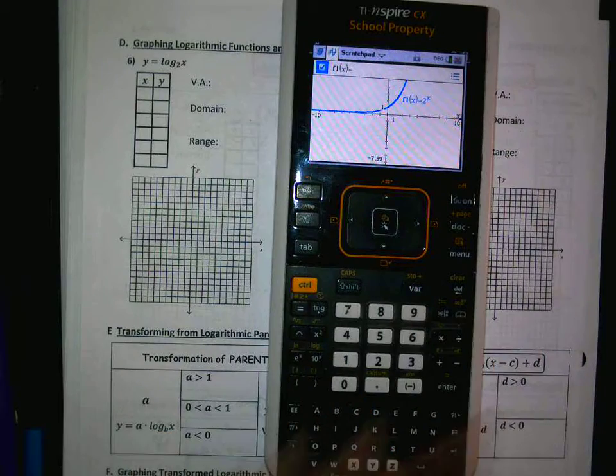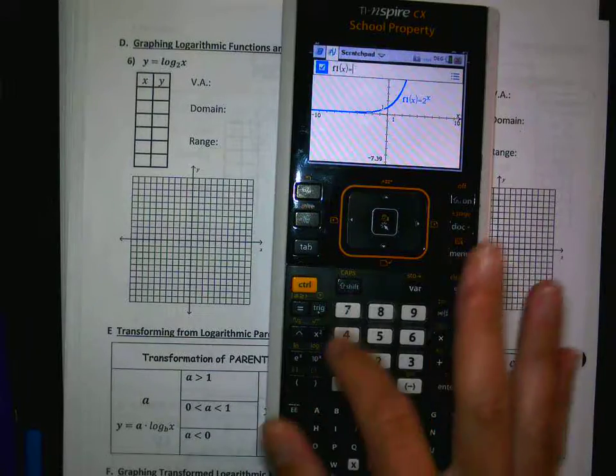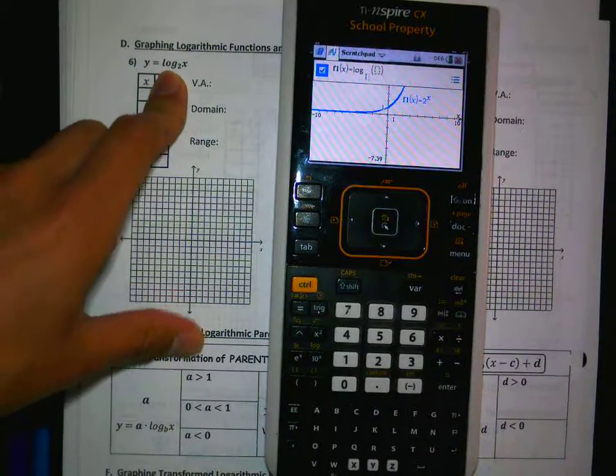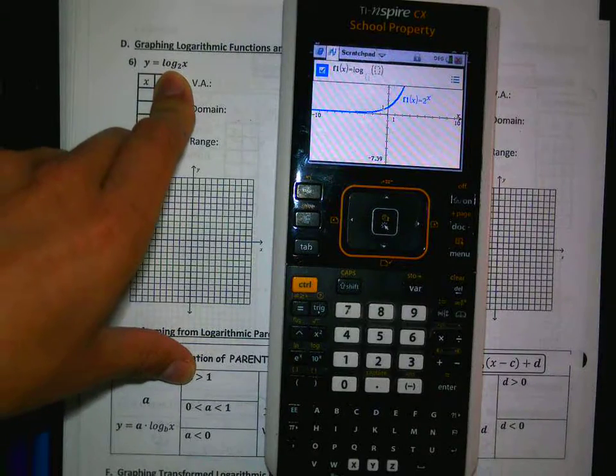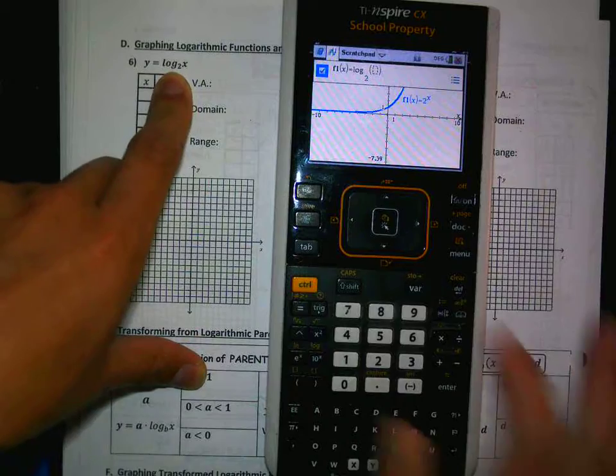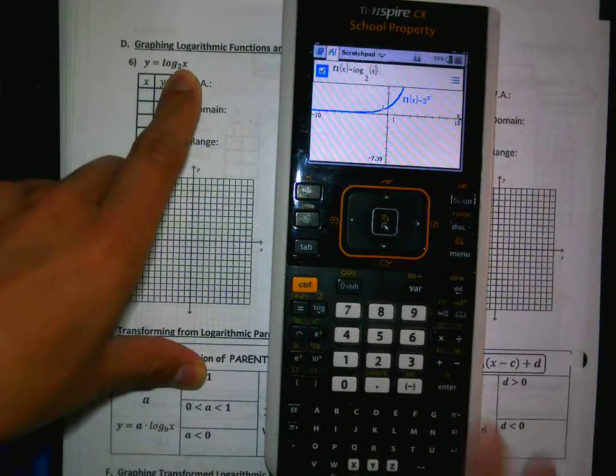And if your log doesn't have a base, what's it understood to be? 10. Right. But it's spelled out log, it's 10. So on number 6, it does give me a base though. It's a 2. So here in this little box, we're going to put 2. And then in the parentheses, we're going to put X.